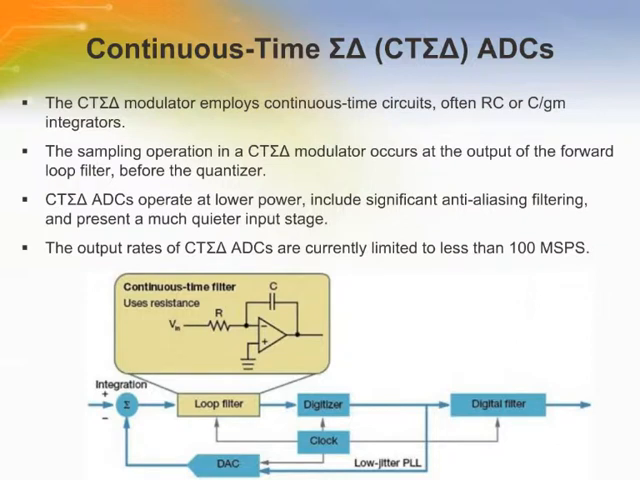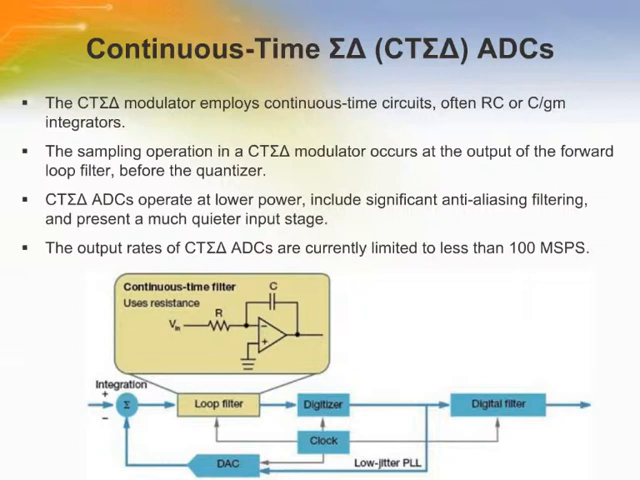The continuous time sigma delta analog to digital converter employs continuous time circuits, often RC or C/GM integrators. Compared to the discrete time design using a switched capacitor for the integrator, the new design uses fewer capacitors, which makes it easier to speed up. The sampling operation in a CT sigma delta modulator occurs at the output of the forward loop filter, before the digitizer, as shown in the figure.